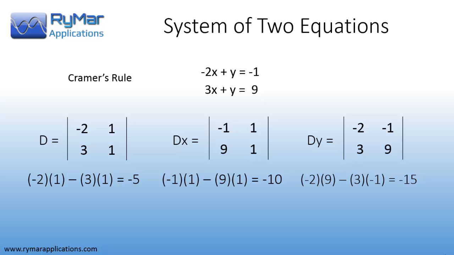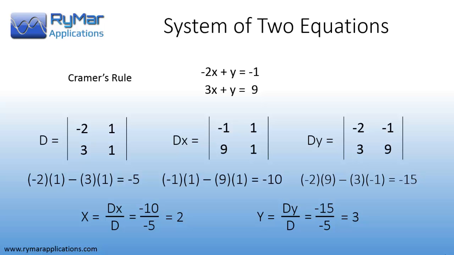All right, all of that leads us to how to get our x and our y. To get the x value, we'll take our dx results, we'll divide by the d results. So this is -10 over -5, which is 2. Okay, so far we have 2 for x. Now we need the y variable. To find the y, we take our dy determinant and divide by the d determinant, which is -15 over -5, and the results there are 3.